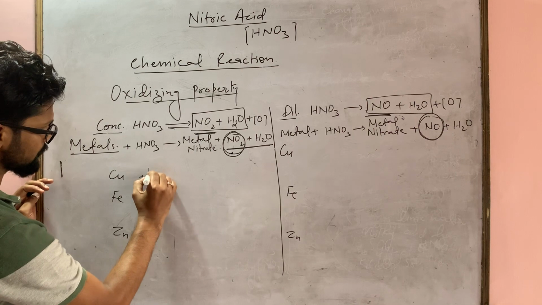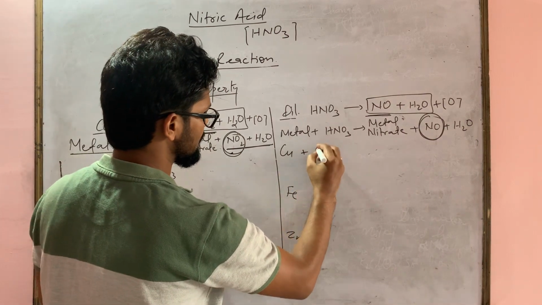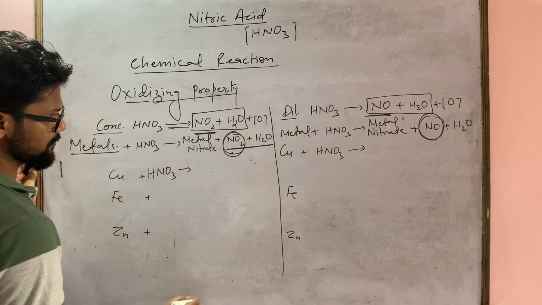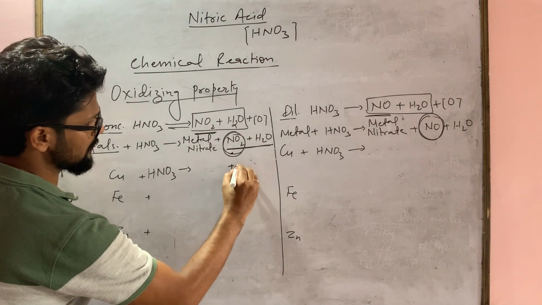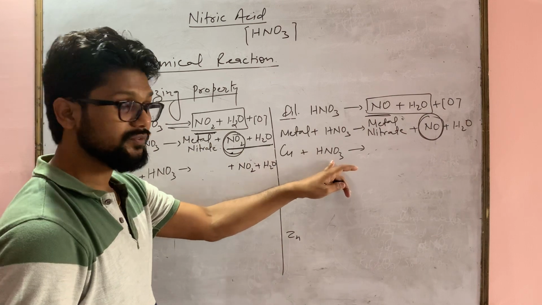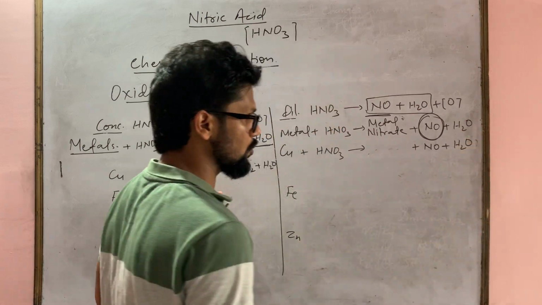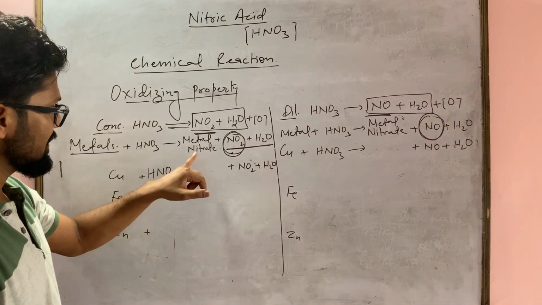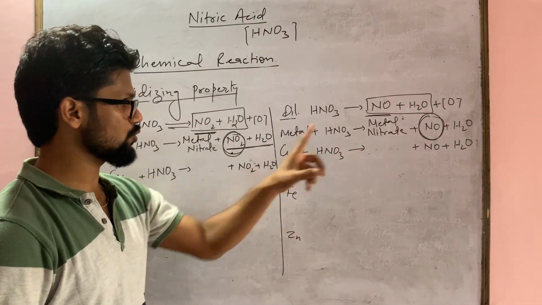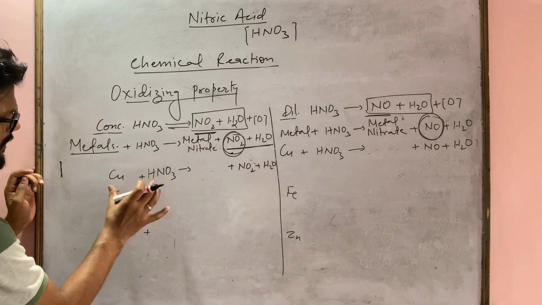Write the reaction here with HNO3. I am writing only one, and the rest you have to practice. Follow the concept: with concentrated, it will surely give NO2 plus H2O. At the same time, when copper reacts with dilute, it will give NO plus H2O. In both cases it gives metal nitrate. The only difference is NO2 and NO. How to write the formula? It's very simple, just break into ions.